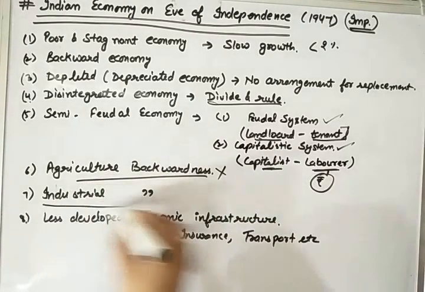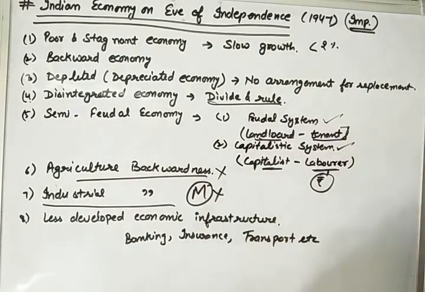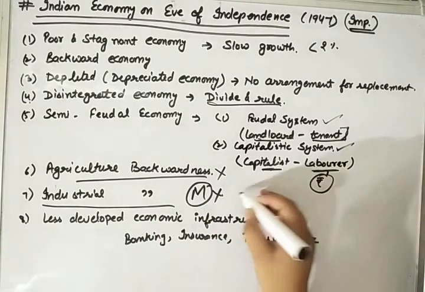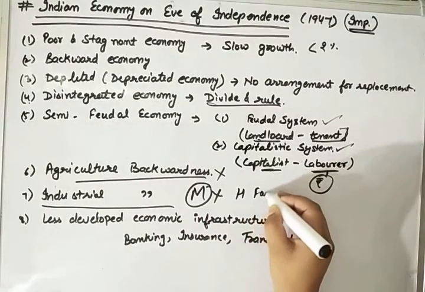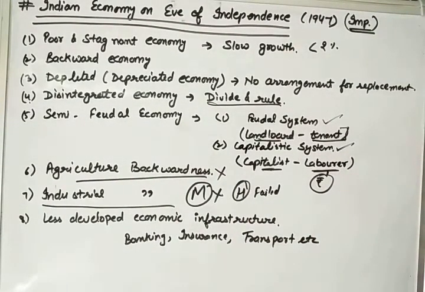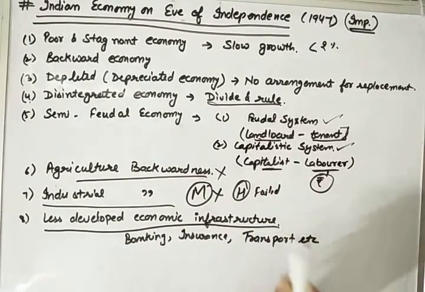Along with that, the industrial sector was also backward because we didn't have machinery. There was no efficient machinery with us. Along with that, the handicraft sector also failed due to the Britishers, and the Britishers took so many resources from India that we did not have enough resources now.